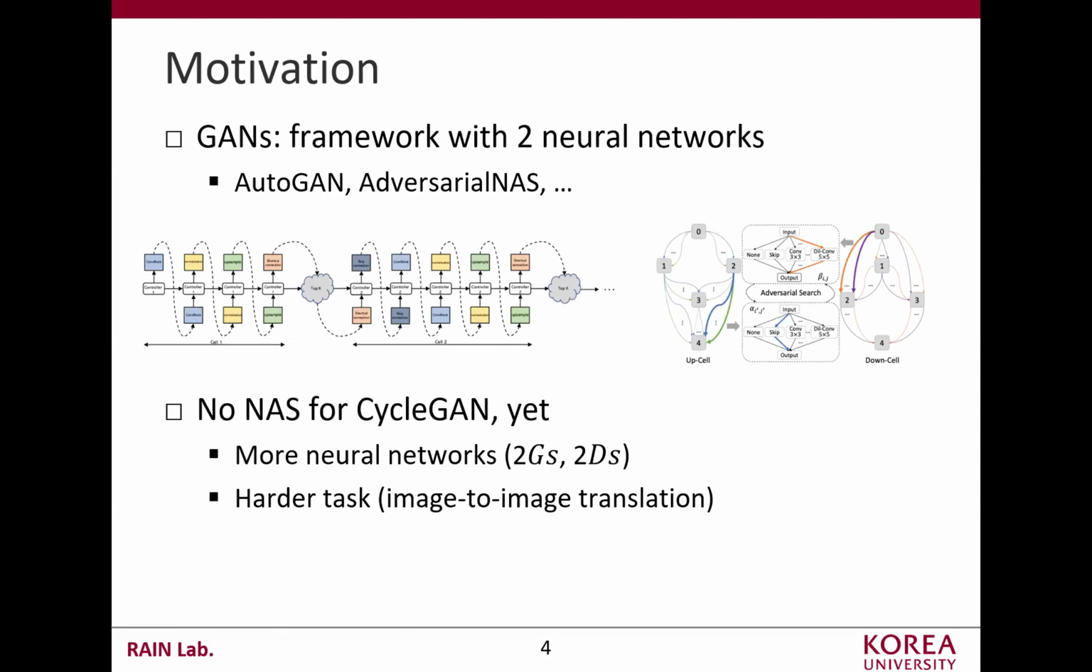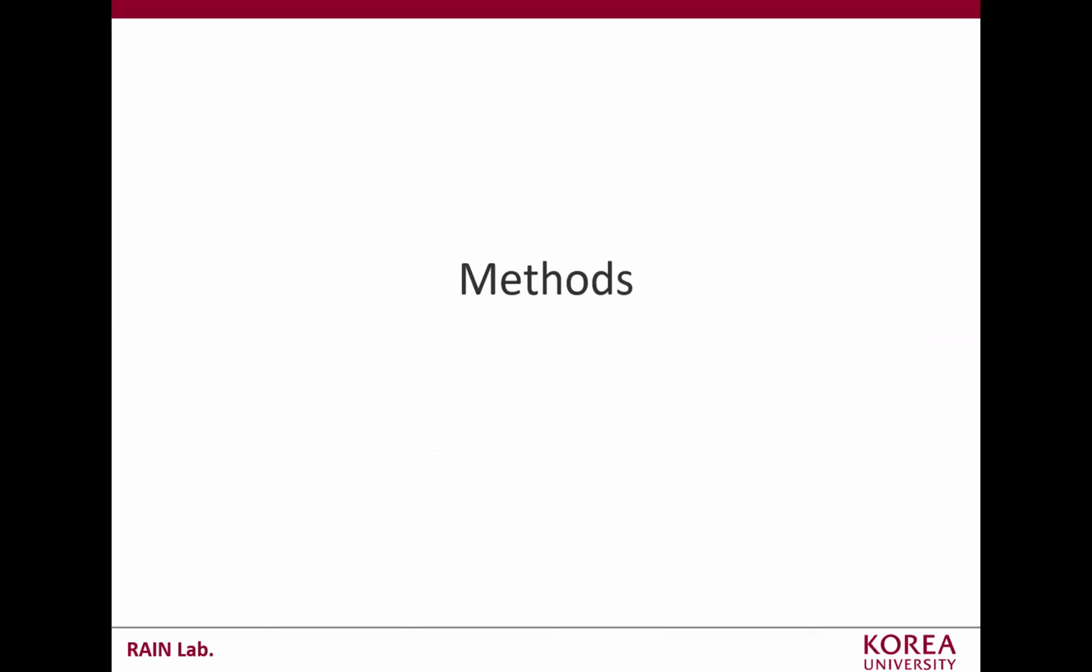So we start with GANs. GANs have two neural networks, which was presented in 2014, I guess. And there are some NAS works called AutoGAN or adversarial NAS that deal with the architectures of GANs. AutoGAN uses RNN controllers, and adversarial NAS uses some differentiable NAS approaches. So basically, there are some NAS for GANs, but not for CycleGANs yet. CycleGAN is basically two paired GANs, and the task is harder because GAN uses unconditional image generation, but CycleGAN targets image-to-image translation.